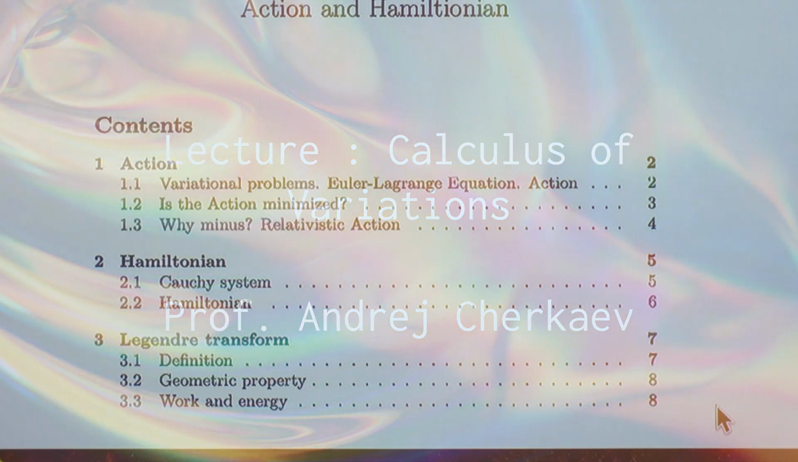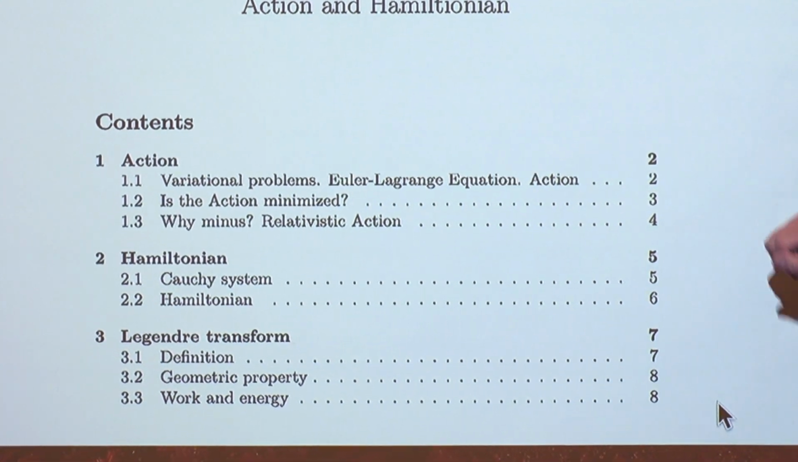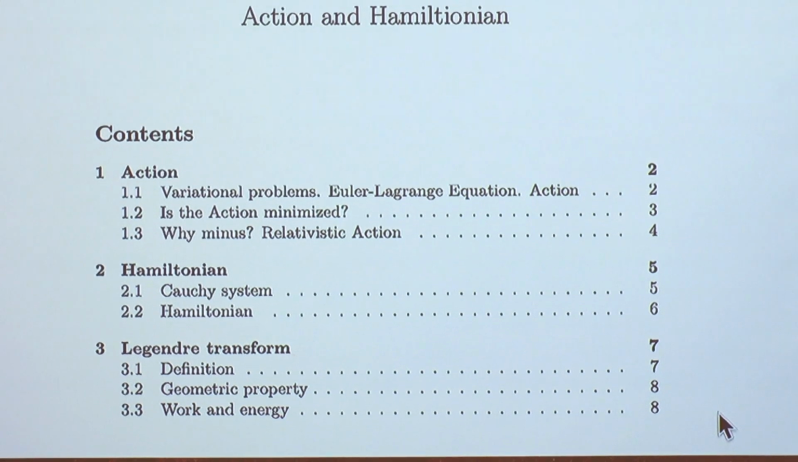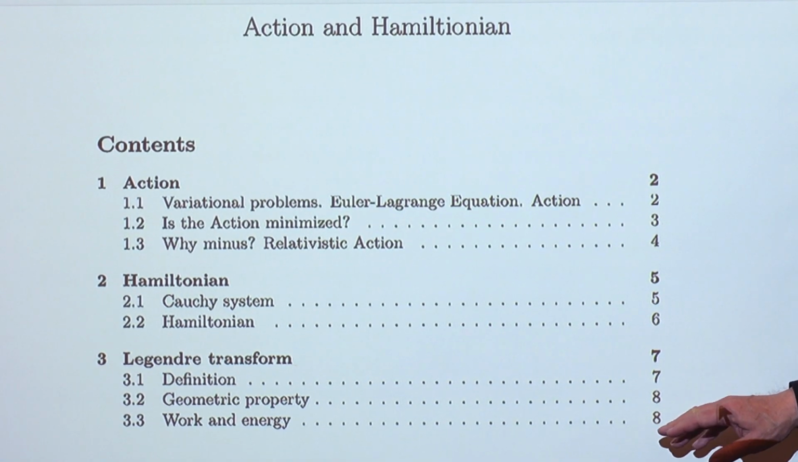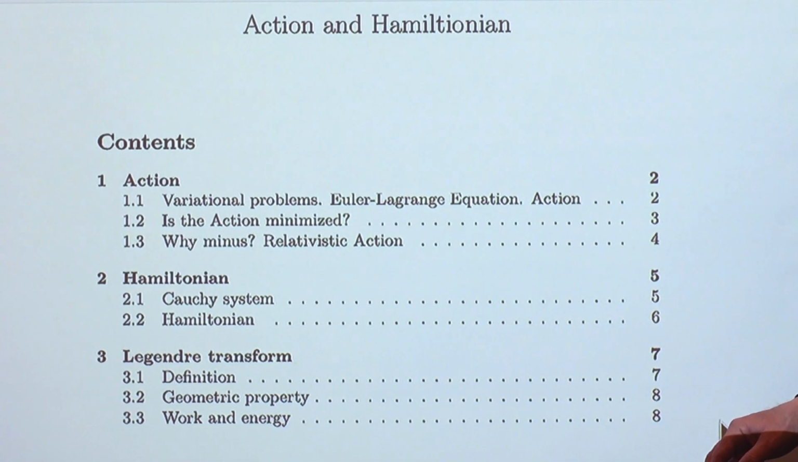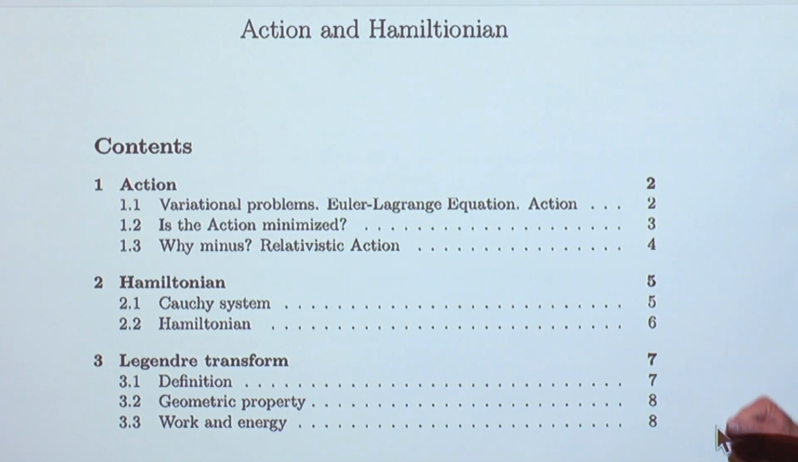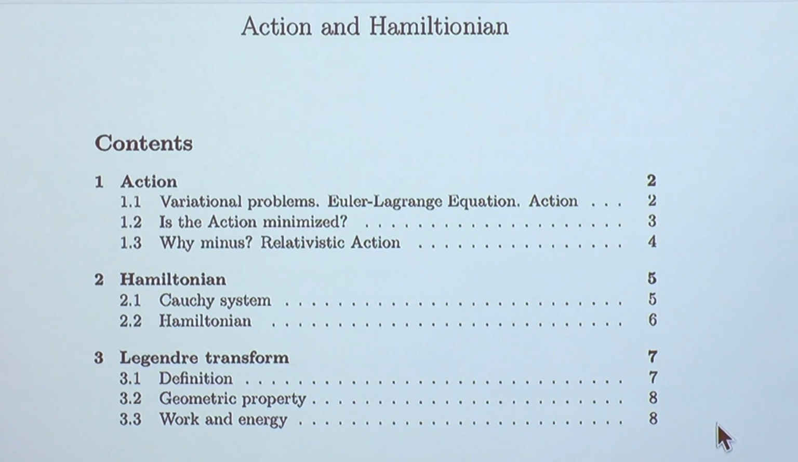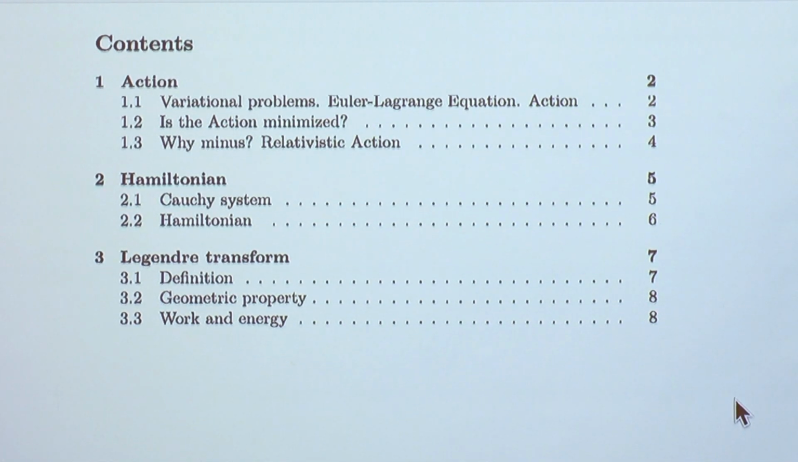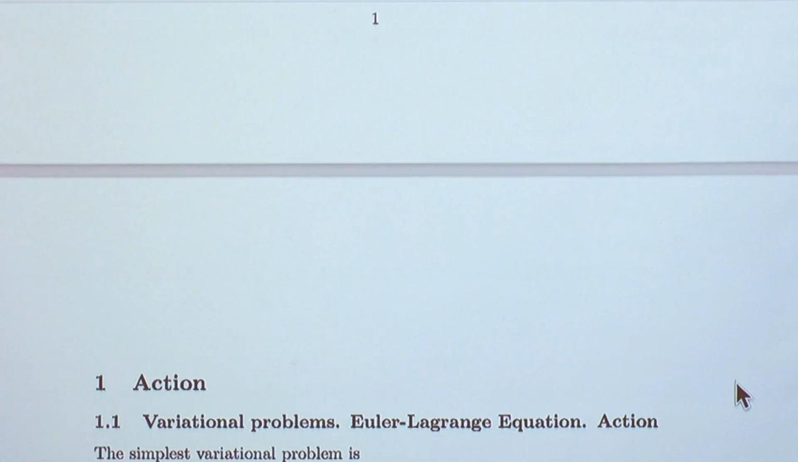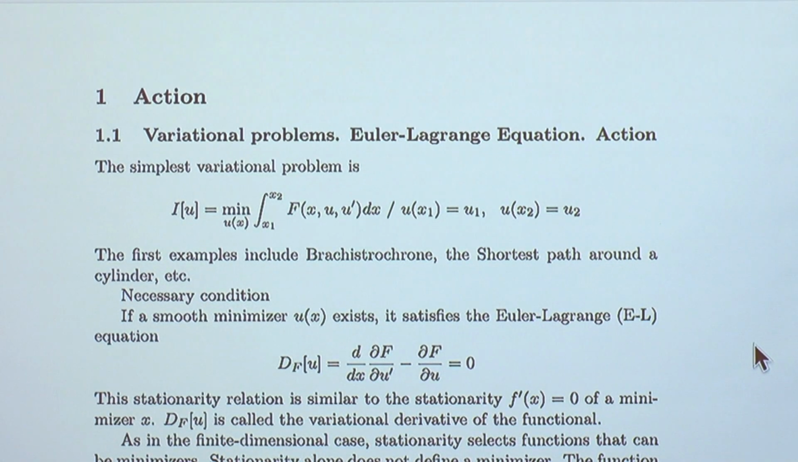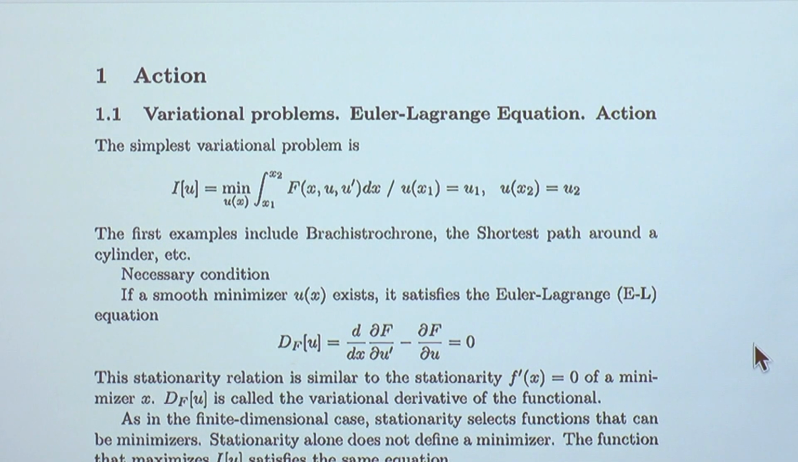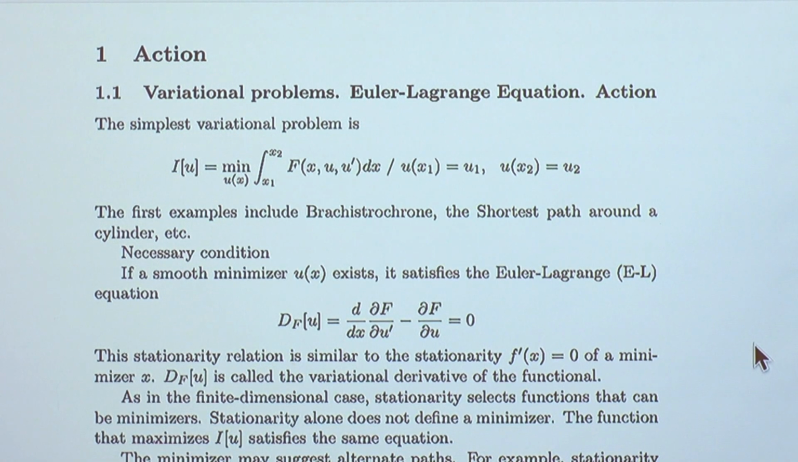So today we'll talk about the principle of minimal action, about the Hamiltonian, and about the Legendre transform that transforms the functional for action to the Hamiltonian. But let me start with a variational problem. The simplest variational problem is the following.